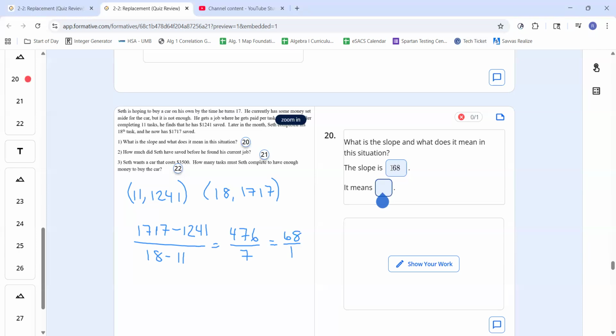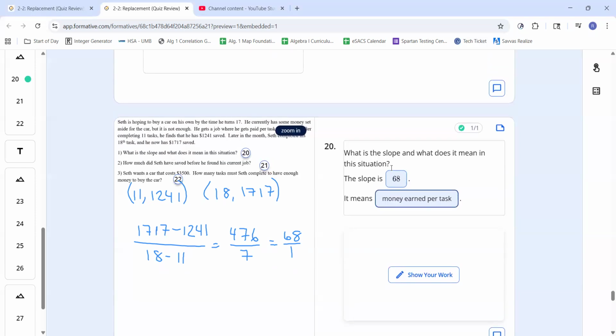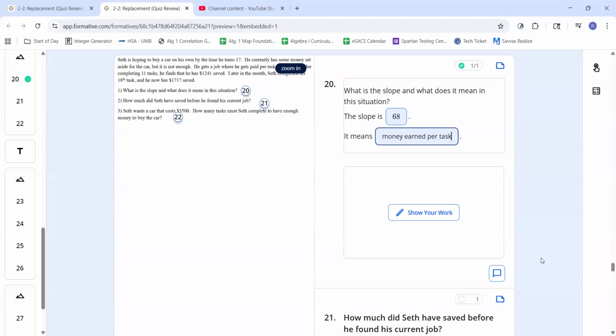It's 68 what? Well, the label on 1241 and 1717 is dollars, right? How much money he has. So it's money saved or earned, I guess. $68 earned per, well, 18 and 11 are the number of tasks. It's something like that. Hey, I got it. It's money earned per task. All right. That's what the slope means in this problem. Okay. Go ahead and clear all that out of there. So we've got m is 68.